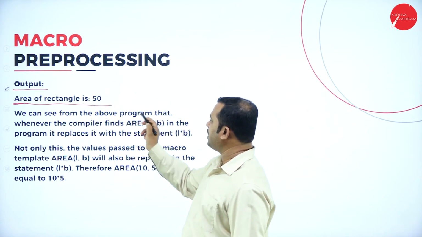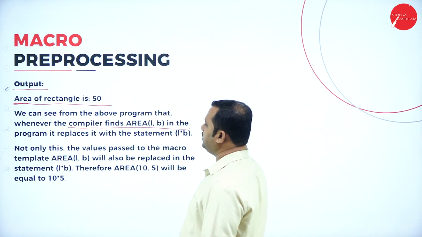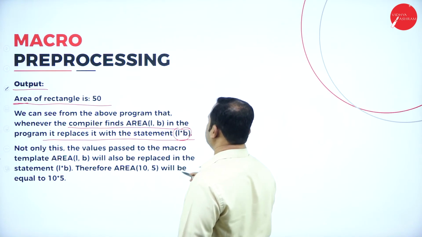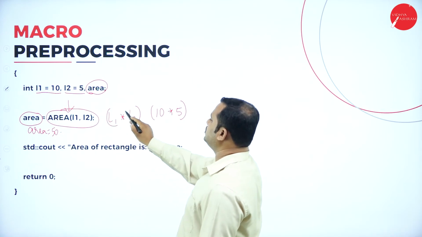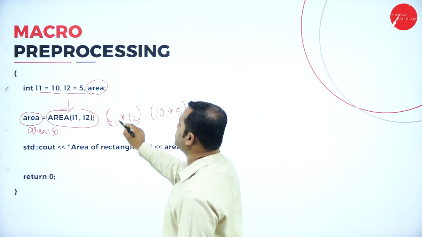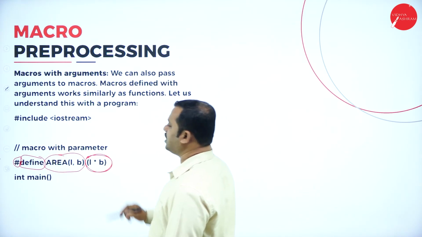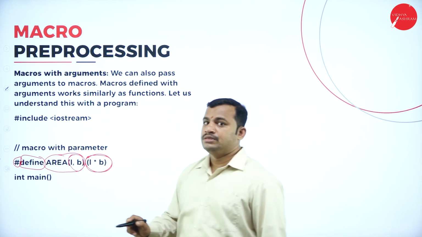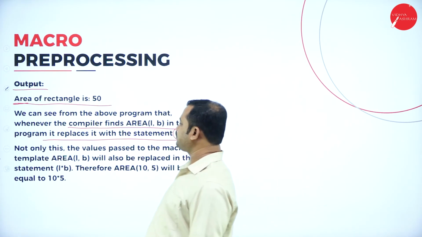We can see from the above program that wherever the compiler finds the area of L comma B in the program, it replaces it with the statement L star B. That is, L1 comma L2 are replaced by L1 star L2, because I have L1 star L2 as the statement, where L comma B are called arguments.